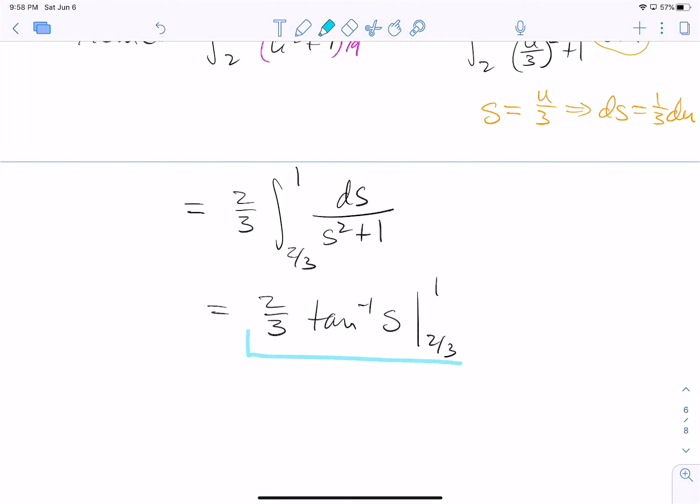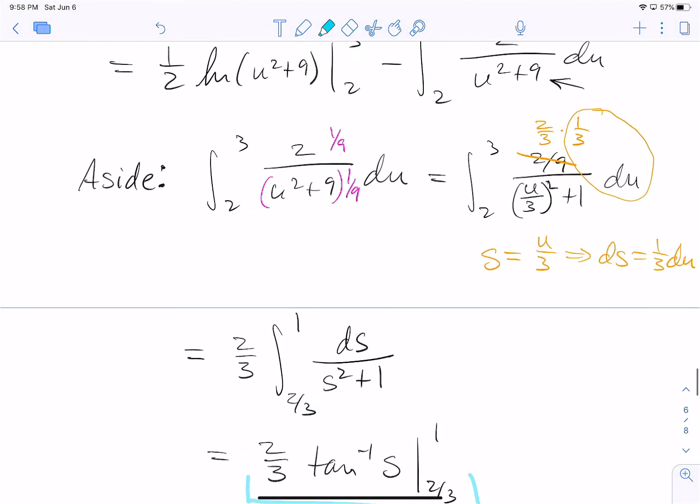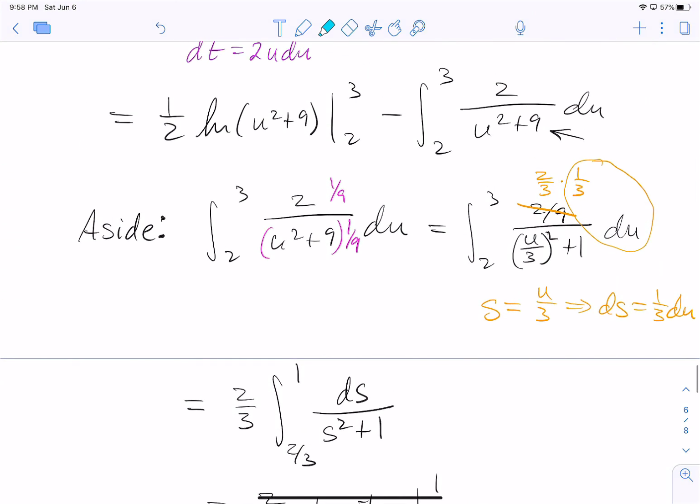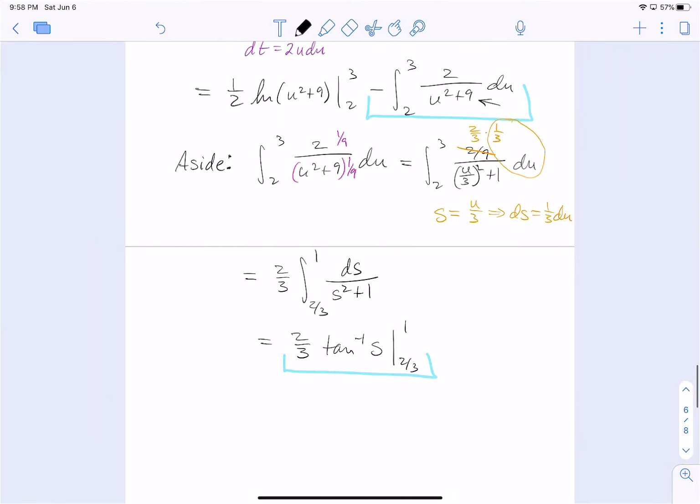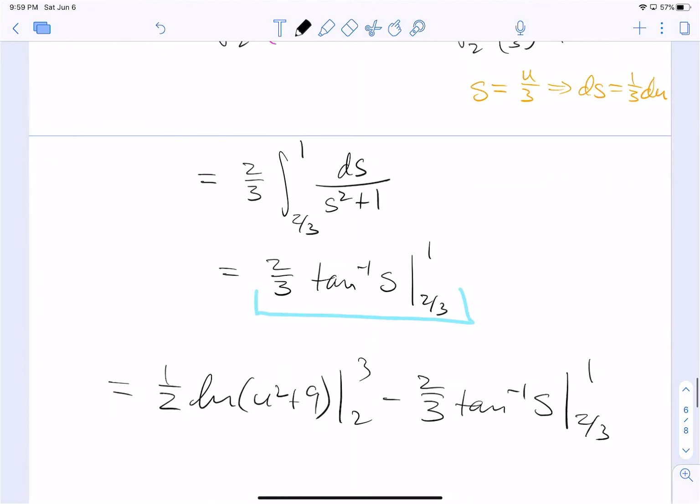Now all of this that we just did replaces the second term of what we had been working with. So we finally have 1/2 times the natural log of u squared plus 9, evaluated from 2 to 3, minus 2/3 times the inverse tangent of s, and that'll be evaluated from 2/3 to 1.